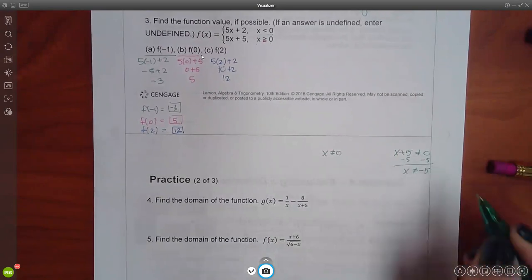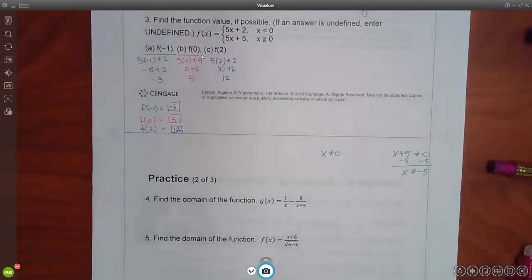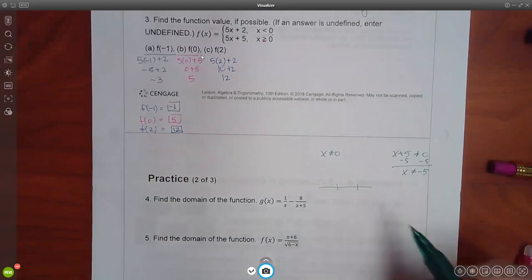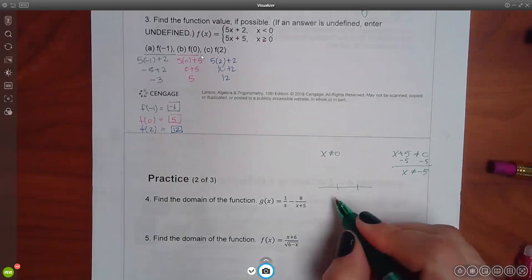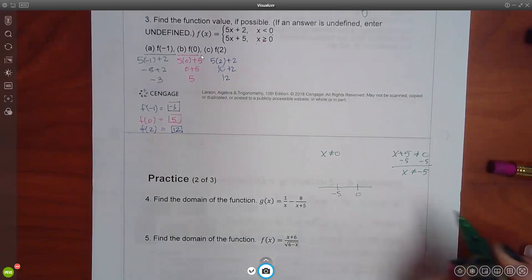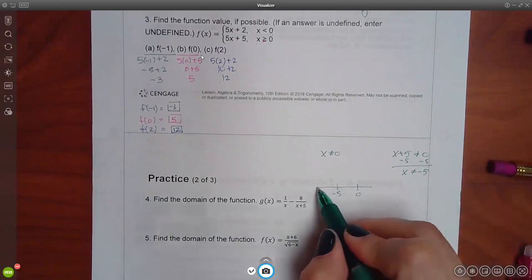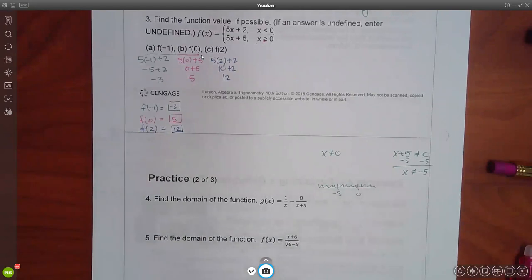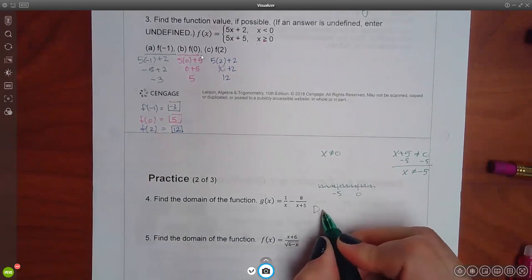And so I get negative 5. So I get that x cannot equal 0. But it can also not equal negative 5. Now the number line, who's on the left and who's on the right? Yes, and then 0 over here, right? So we know that everything around those two guys is the answer. So how do you write that?